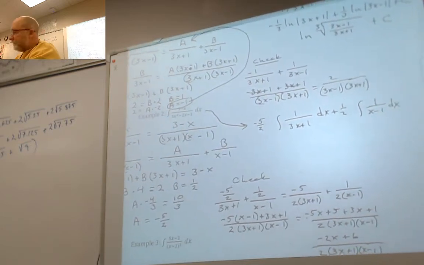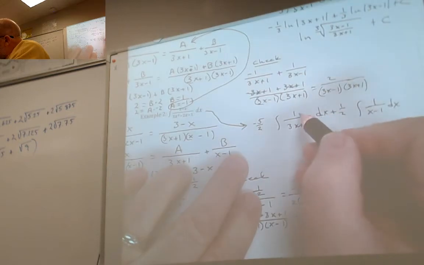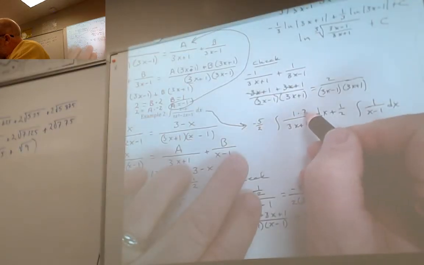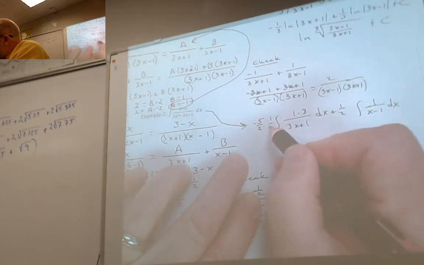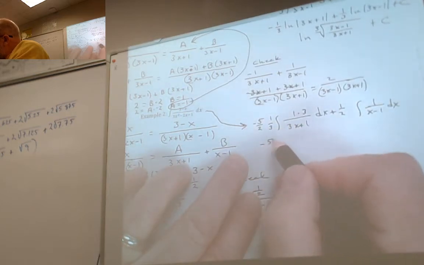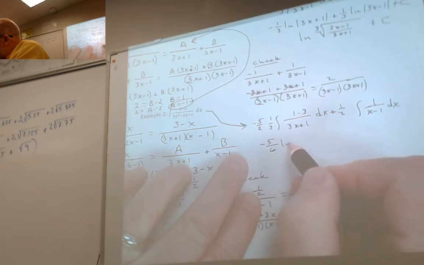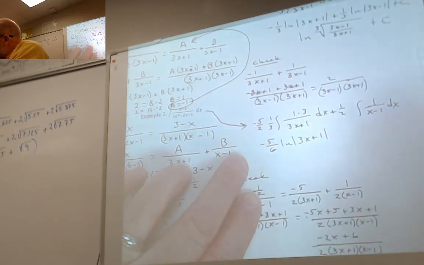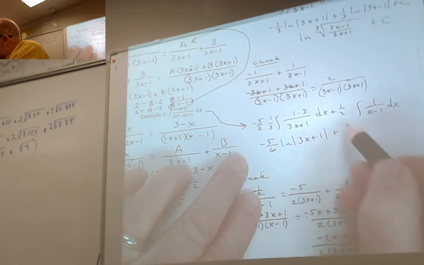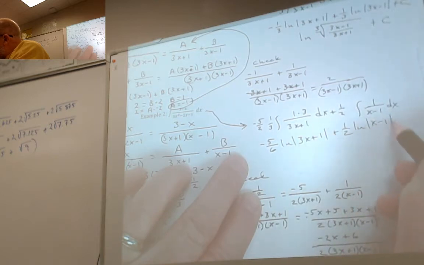I'll fix that. So up here I need a denominator of 3, a numerator of 3. So I'm going to multiply by a third. So I get negative 5/6 natural log of 3x plus 1. Here the denominator, the derivative of x minus 1 is 1, so I have plus 1/2 natural log of x minus 1 plus c. I'm done.